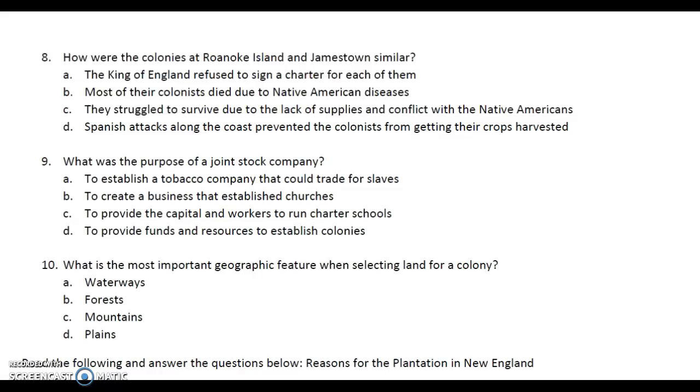Number 8. How were the colonies at Roanoke Island and Jamestown similar? A. The King of England refused to sign a charter for each of them. B. Most of their colonists died due to Native American diseases. C. They struggled to survive due to the lack of supplies and conflict with the Native Americans. D. Spanish attacks along the coast prevented the colonists from getting their crops harvested.